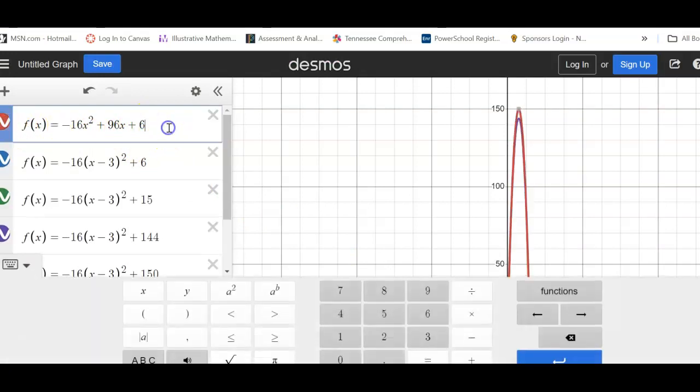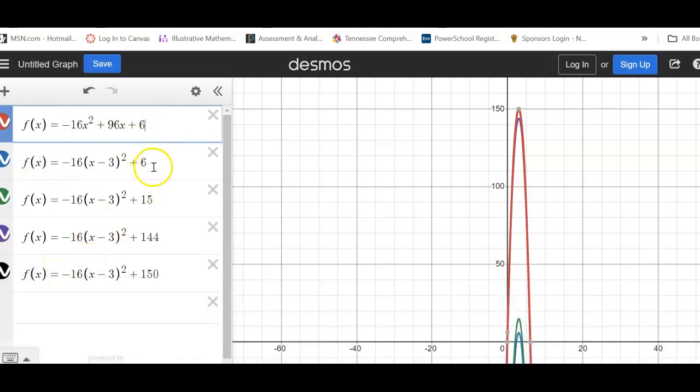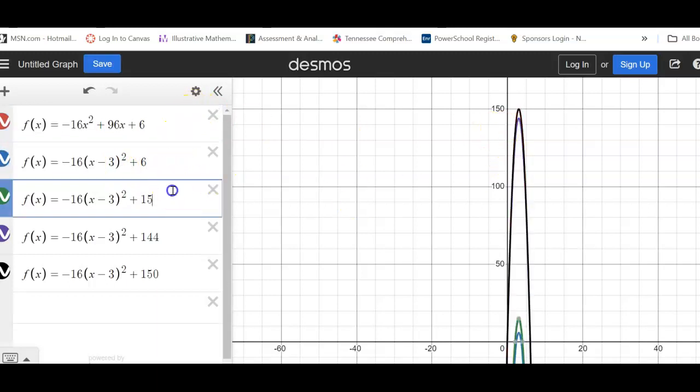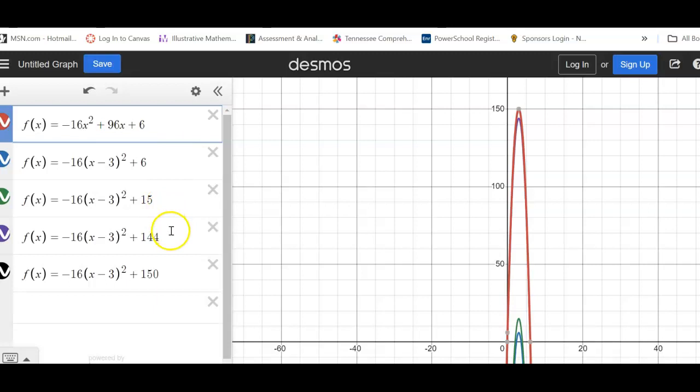The line in red is the original equation in standard form. Then we needed to write it in vertex form. The blue one has a vertex that only goes up to (3, 6), which is what's given here, nowhere close to the red line. The green one has a vertex of (3, 15). Again, nowhere close to the red one.